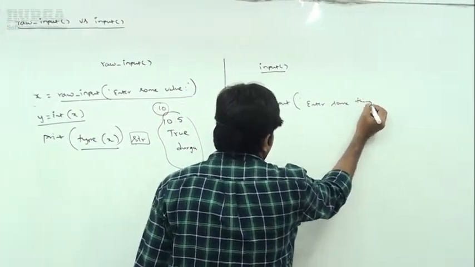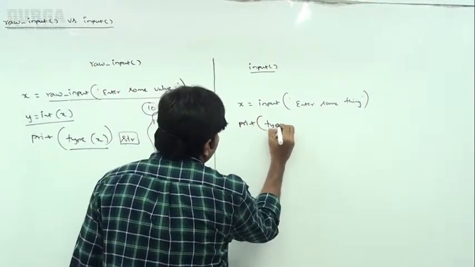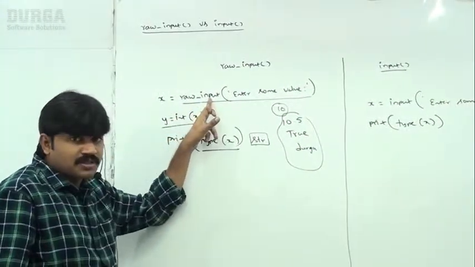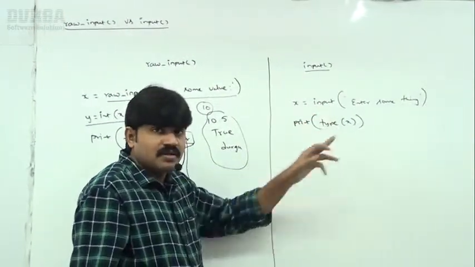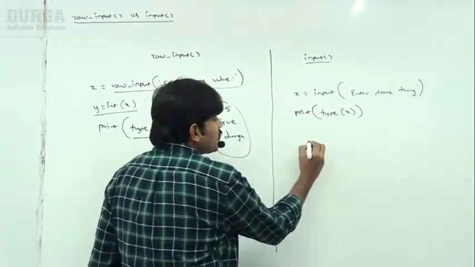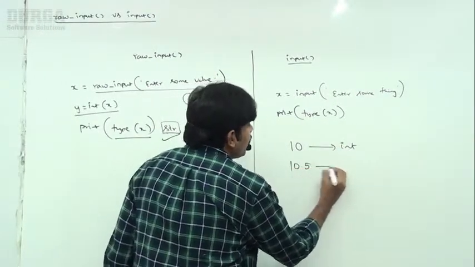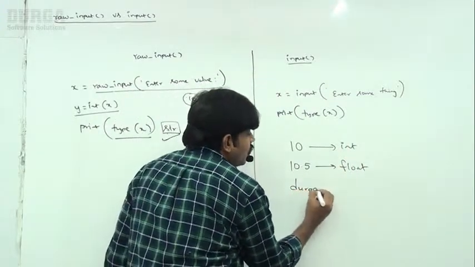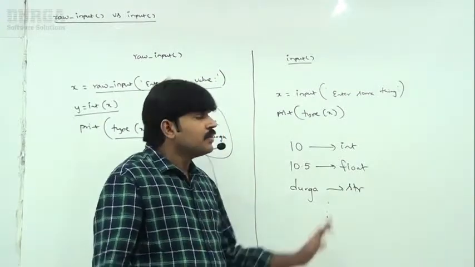Just observe: x is equal to input of "enter something", like this I'm asking, sir. Now print type of x. If it is the raw_input function, the type of x is always str type only. But with the input function, the type of x is not always str; it is based on the provided value. If the end user provided 10, it is considered int. If the end user provided 10.5, it is considered float. If the end user provided Durga, it is considered str. Remember, we are not required to perform typecasting, sir.